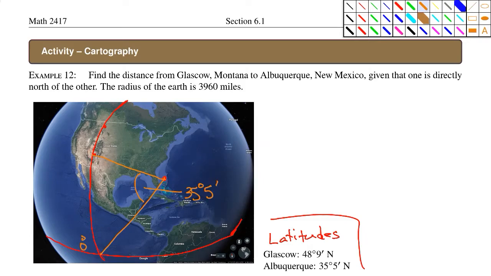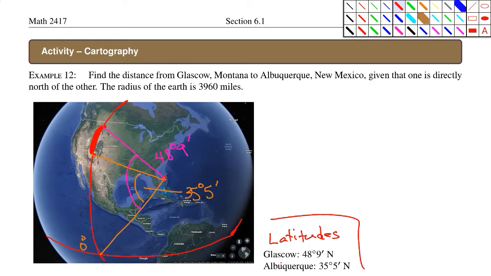And then I can also, let's go with purple, measure up to Glasgow, Montana. This angle from 0 up to Glasgow is the latitude for Glasgow. So that's 48 degrees, 9 minutes. And the question asks, what is the distance from Glasgow to Albuquerque? That's this length right here. It's an arc length.